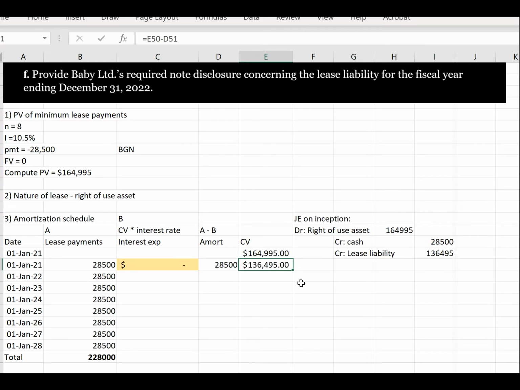Okay, so this is basically recognizing that difference in period 1. And there's no interest expense because this is on day 1. We just made the payment. No interest would have accrued on day 1.